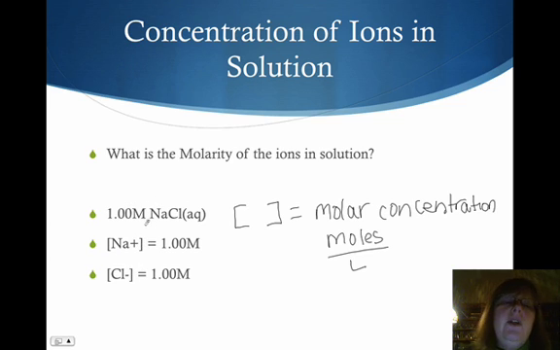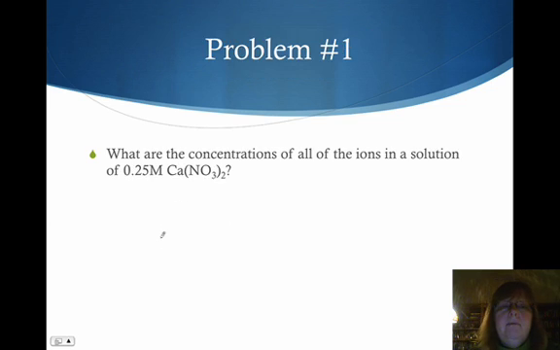So remember, the sodium chloride in solution has completely come apart, and we've got sodium ions and chloride ions. The sodium ions are 1 molar in concentration, and so are the chloride ions. I hope this makes sense. If it's 1 molar sodium chloride, then when it separates, the sodium ions are 1 molar and the chloride ions are 1 molar. All right, let's look at another ionic compound.